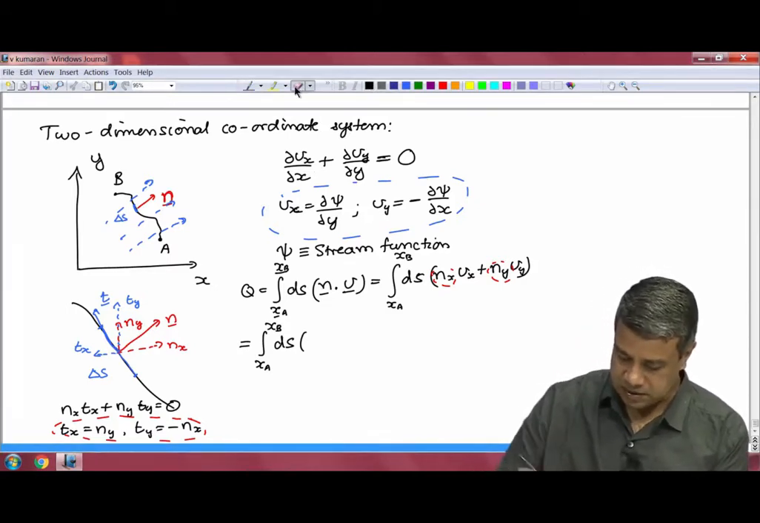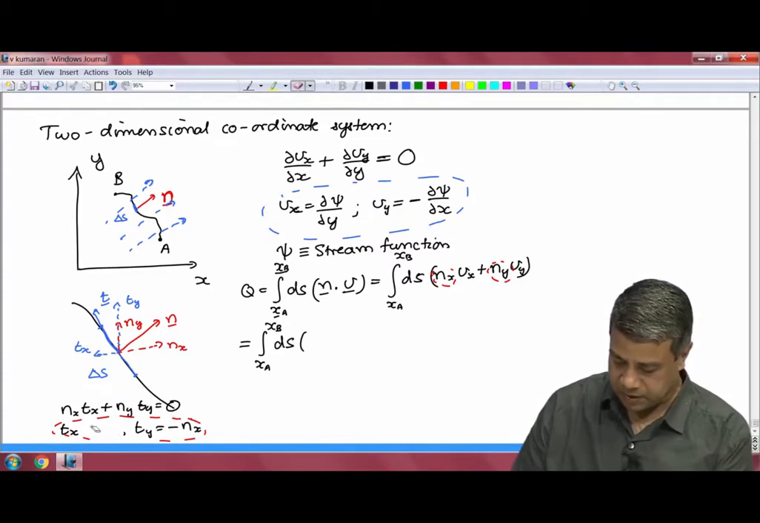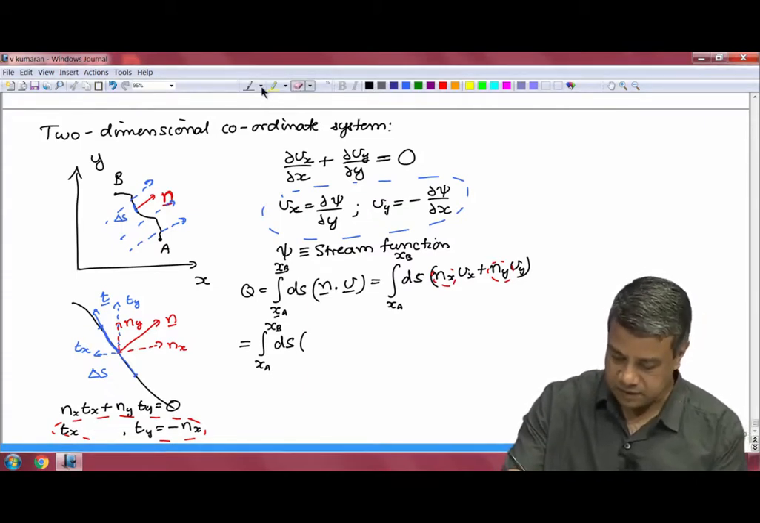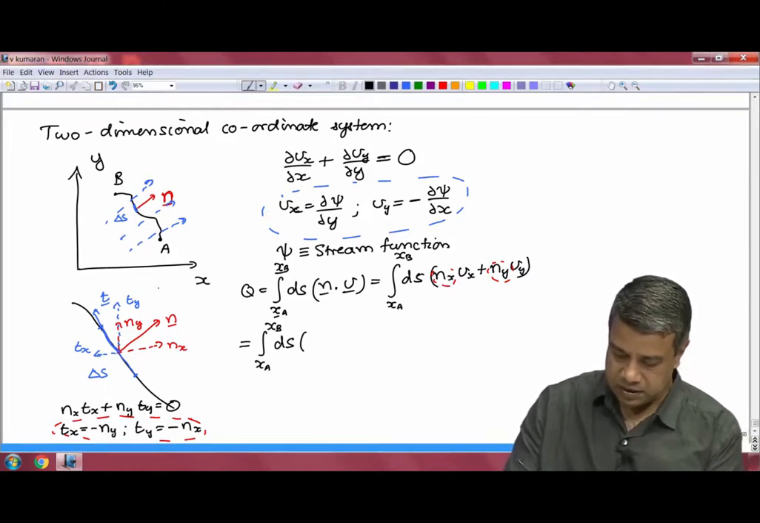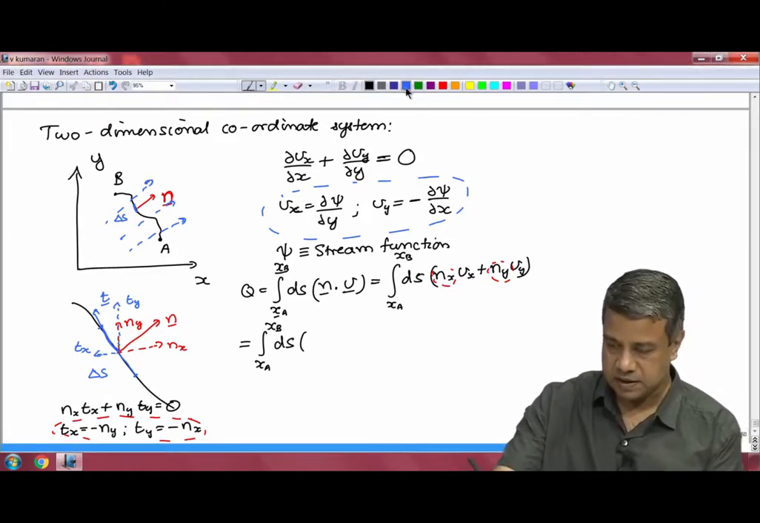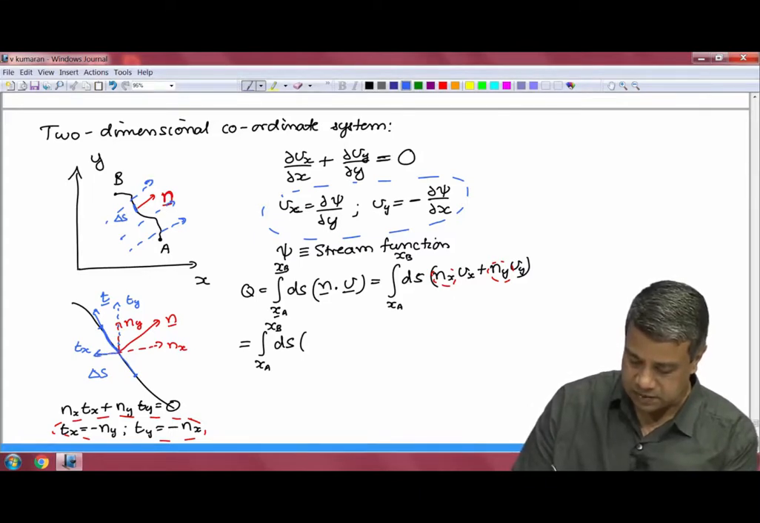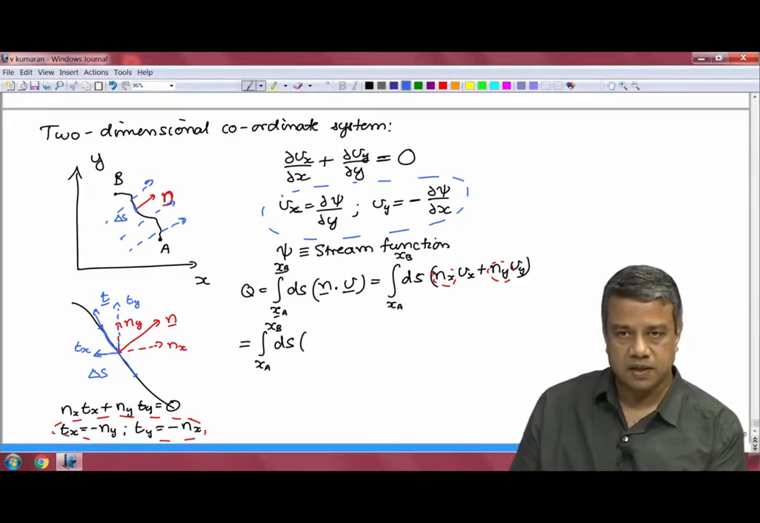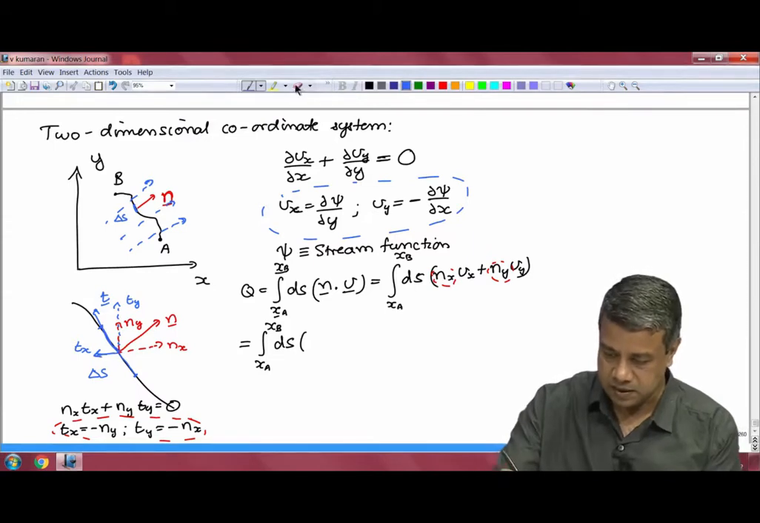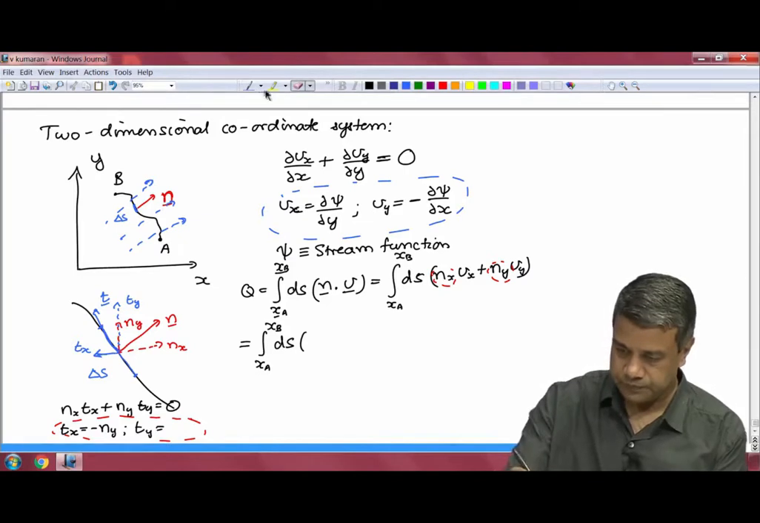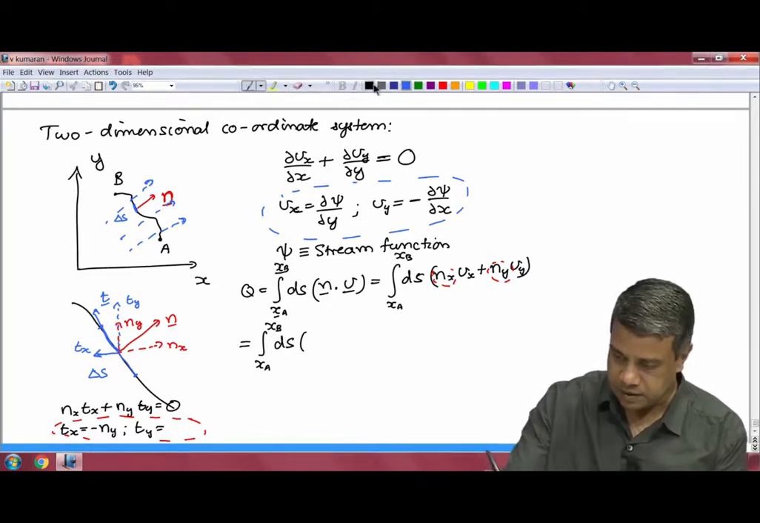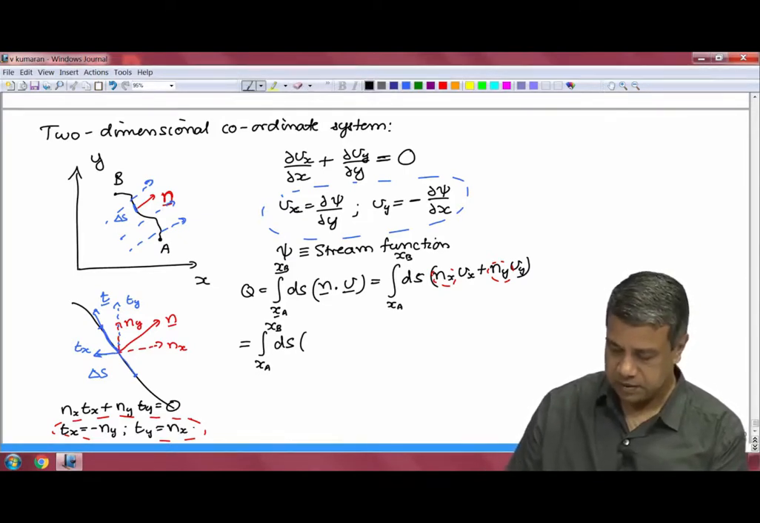Kindly, there is a mistake here, kindly note that down. tx is negative if ny is positive. So, I should write tx is equal to minus ny. tx is negative in the minus x direction, as you can see this vector is in the minus x direction if ny is positive. So, tx is equal to minus ny, whereas ty is equal to nx. Kindly note that mistake.